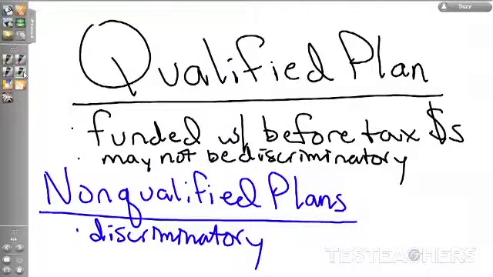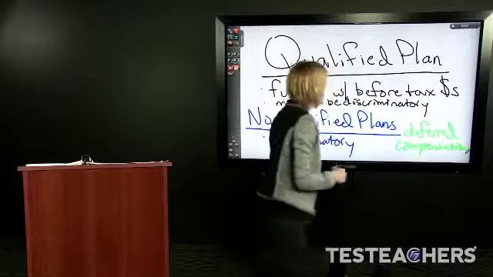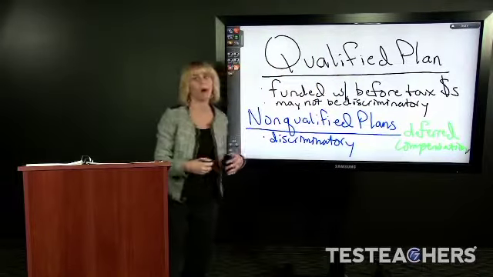The most common example of a non-qualified plan for the purposes of your exam is deferred compensation. So let's say your business has 100 employees, but you have a couple of people that you really don't want to lose. So you say, hey, look, for just you guys, we're going to set it up so that if you work for us for the next 20 years, when you retire, we'll keep you on the payroll. So it's a deferred compensation plan.